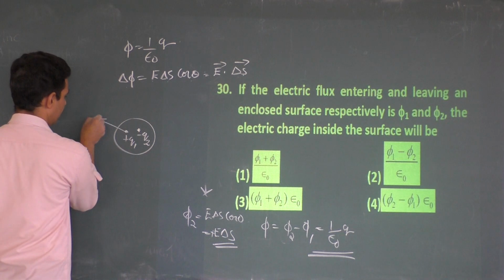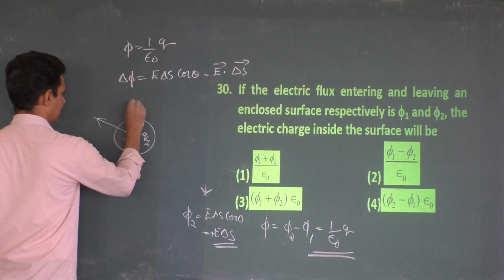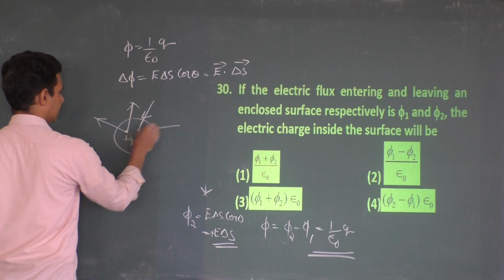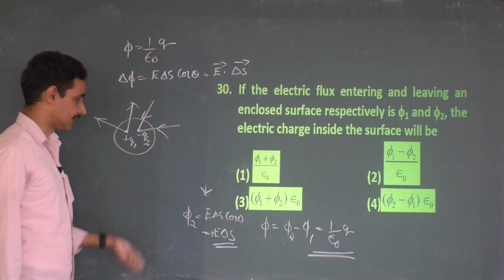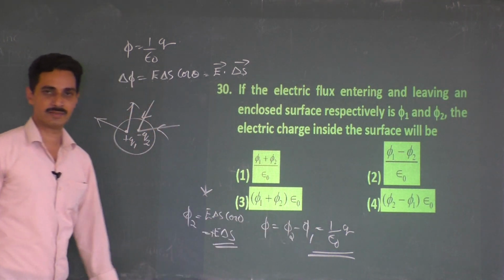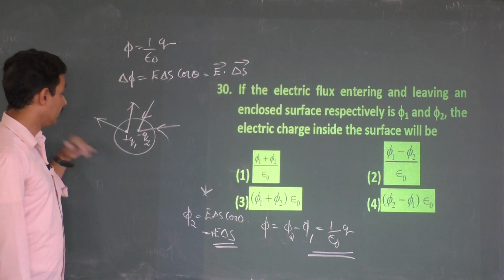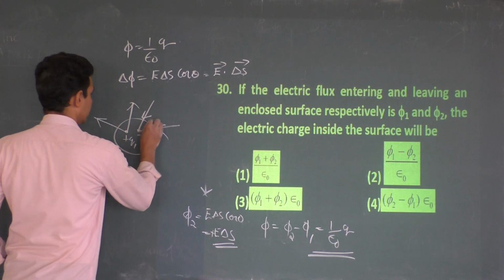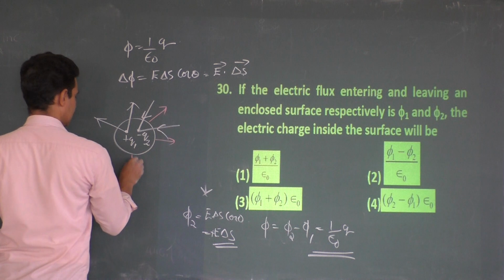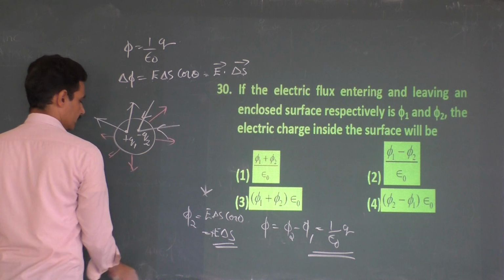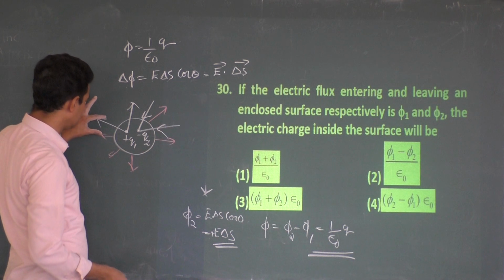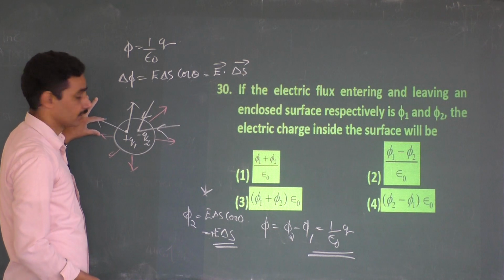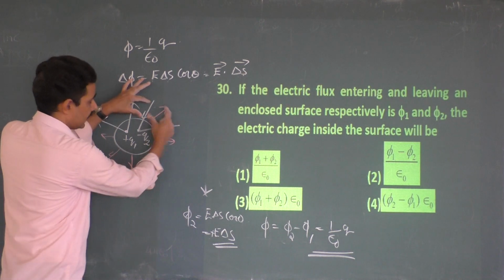Plus Q1 will have outward moving electric field lines. What about minus Q2? Incoming electric field lines like this. What is the net charge? That is their question. Our normal is always the outward moving normal, like this, like this, like this. With respect to these outward moving normals, this one is in the same direction, cos 0, and this is in the opposite direction, cos 180.